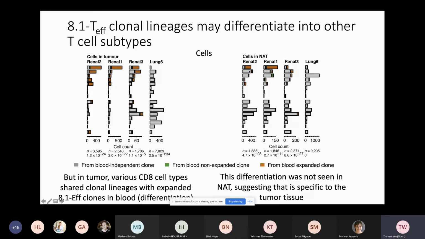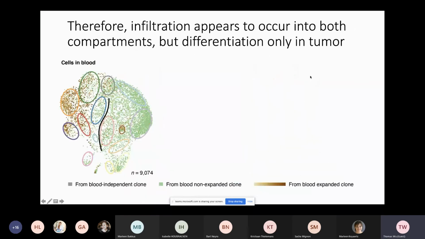So when you see the same graph in NAT, you see that, again, there's this infiltration of these 8.1 effector T cells in the NAT, but they don't differentiate into these other T cell types in the NAT. So therefore, in summary, what I'm saying is that infiltration, as measured by dual expansion, occurs into both compartments, but the differentiation is happening only in the tumor.